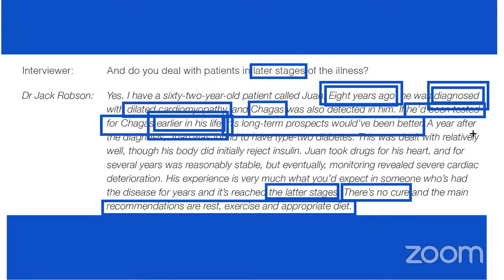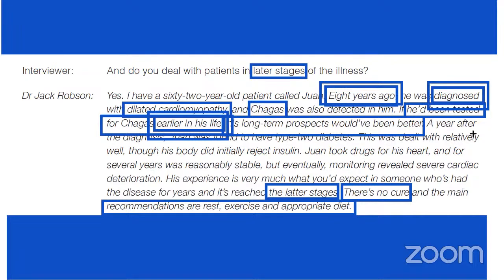Why was he not tested earlier? The authorities should have tested him. Only 8 years ago he was detected with Chagas, along with the dilated cardiomyopathy. Otherwise, if he had not been diagnosed with dilated cardiomyopathy, he would not have gone to the doctor, and Chagas would not have been detected either. It would have taken some more time. Why was he diagnosed only 8 years ago? Why not earlier? If he had been tested for Chagas earlier in his life, his long-term prospects would have been better.